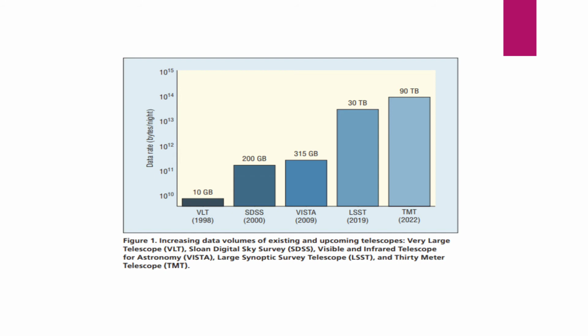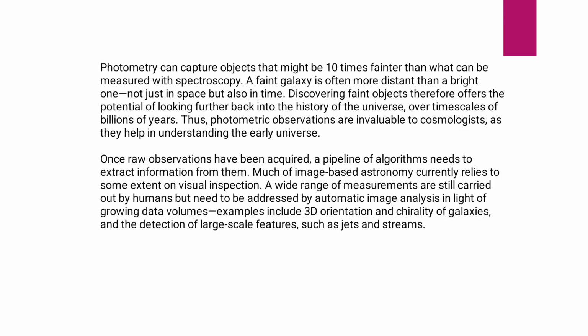The figure shows the first image, increasing data volumes of existing and upcoming telescopes. Photometry can capture objects that might be 10 times fainter than what can be measured with spectroscopy. A faint galaxy is often more distant than a bright one, not just in space but also in time. Discovering faint objects therefore offers the potential of looking further back into the history of the universe over timescales of billions of years. Thus photometric observations are invaluable to cosmologists as they help in understanding the early universe. Once raw observations have been acquired, a pipeline of algorithms needs to extract information from them.